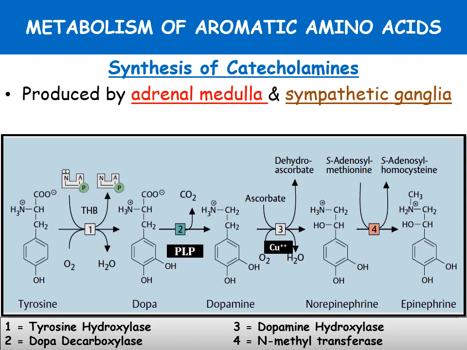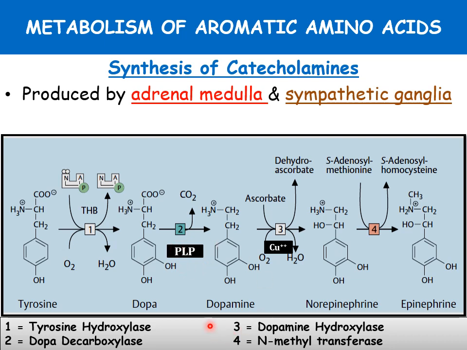Now it starts with the synthesis of catecholamines. That is mainly produced by adrenal medulla and sympathetic ganglia. In this synthesis, the first reaction is formation of Dopa from tyrosine with the help of tyrosine hydroxylase enzyme. And it also requires tetrahydrobiopterin, as required for the conversion of phenylalanine to tyrosine. Then this Dopa is decarboxylated to dopamine in the presence of Dopa decarboxylase enzyme, and it also requires pyridoxal phosphate as a coenzyme.